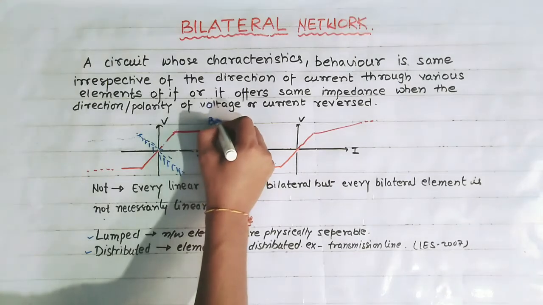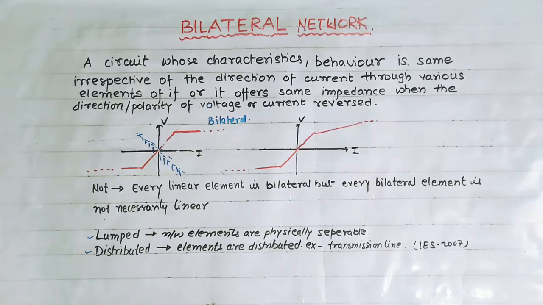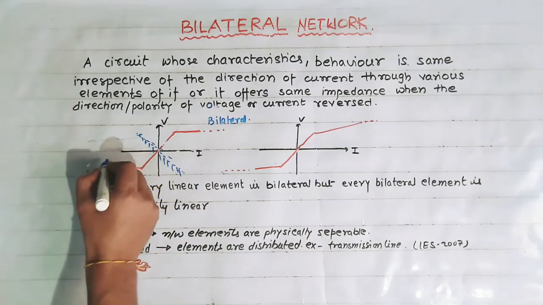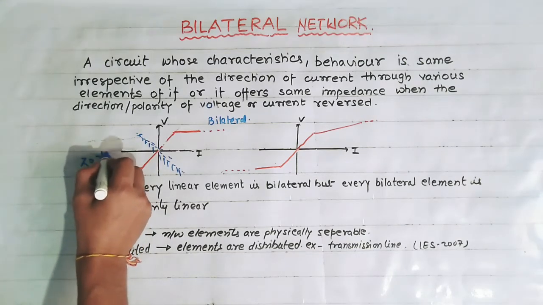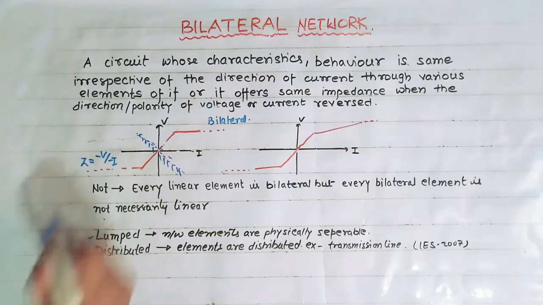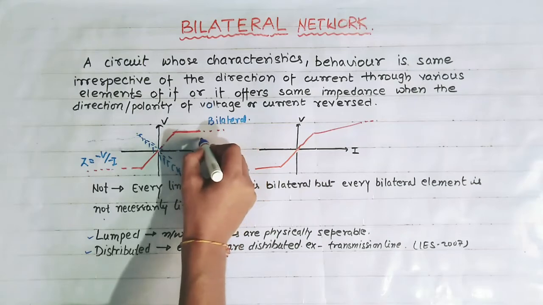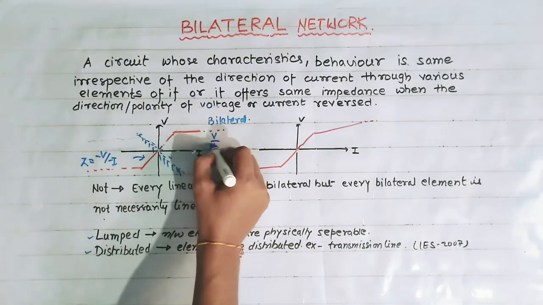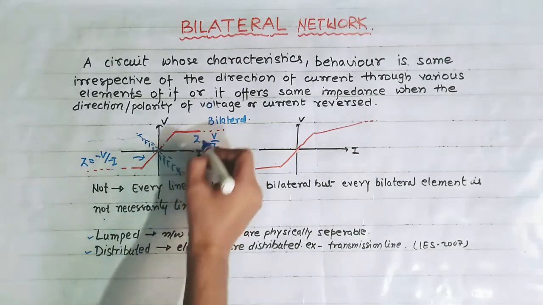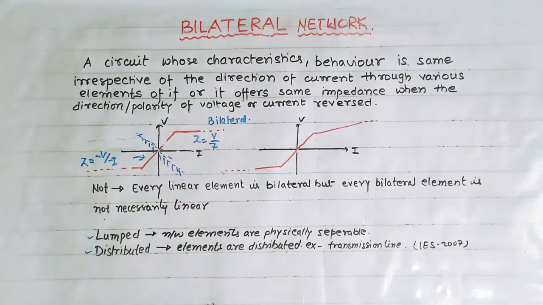That's why it is bilateral. Now, what is the concept behind it? For this portion, impedance Z is equal to minus V by minus I. And for this portion of the characteristic, the impedance is V upon I. So the impedance is the same, that's why this element is bilateral.